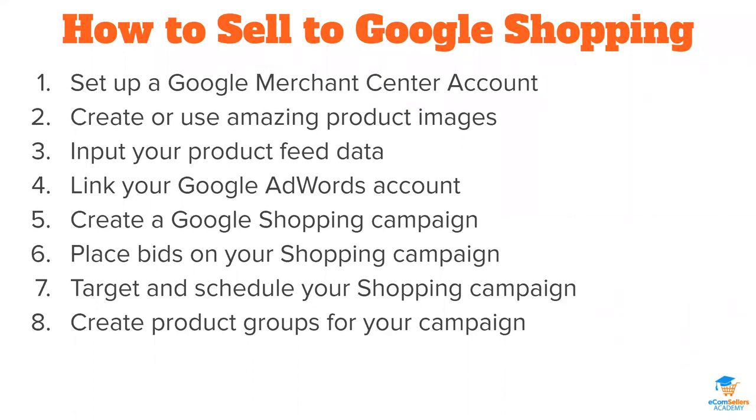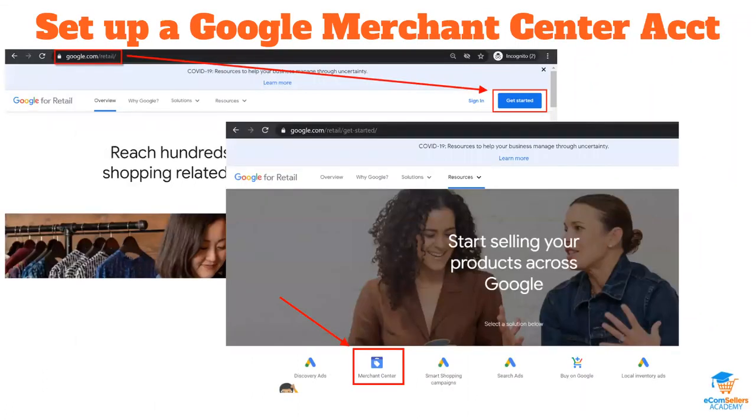You're going to create a Google shopping campaign. That's what you're going to do. You're going to place bids on your campaign, and then you're going to target where you want this campaign to run, and who you want to target. You want to schedule it and let it go. Inside of there, you're also going to place your budget. So when you create your campaign, you're going to place your budget. And then you can create product groups for your campaign, different product groups. So the first thing is setting up your merchant account.